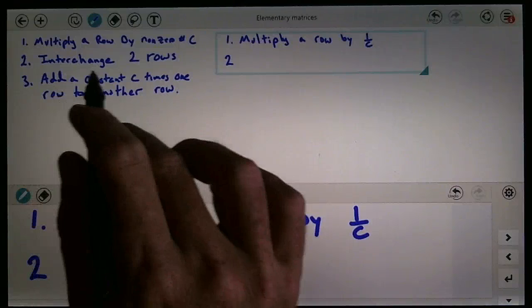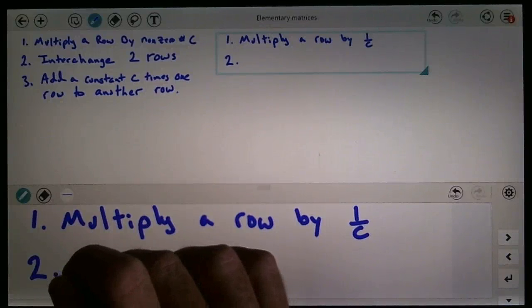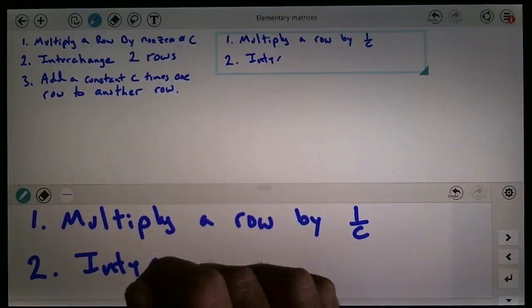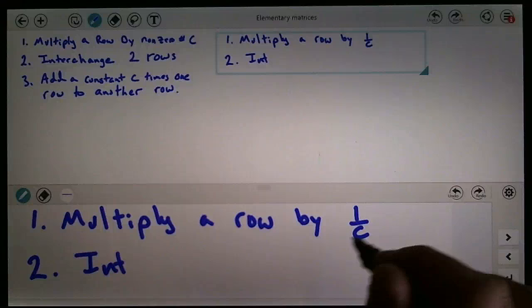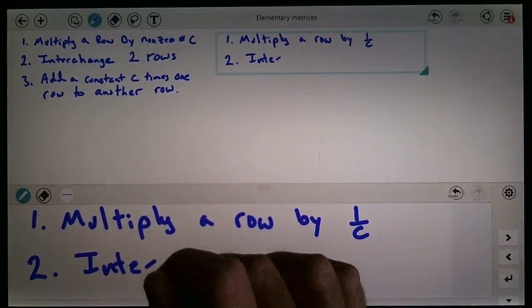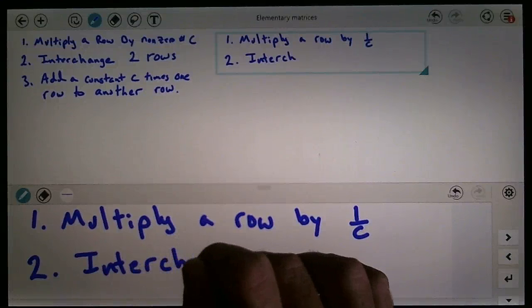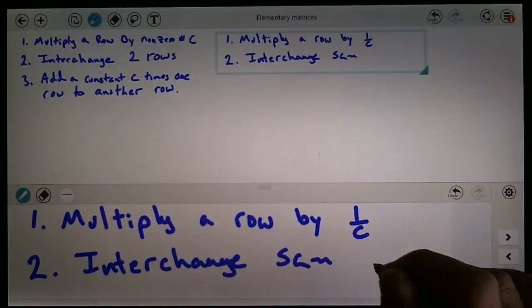Likewise, we can undo interchanging two rows. The way we do it is we interchange the same two rows again. If I swap rows 3 and 4, and then I swap rows 3 and 4 again, then I'm back to where I started from.